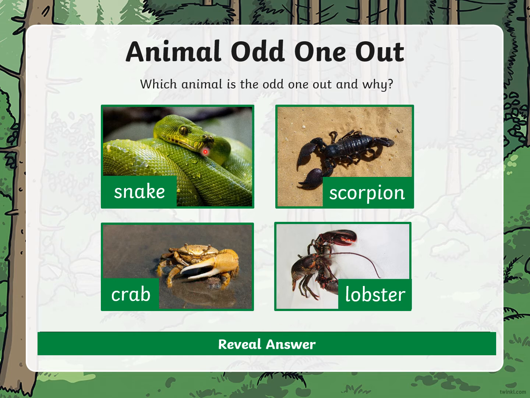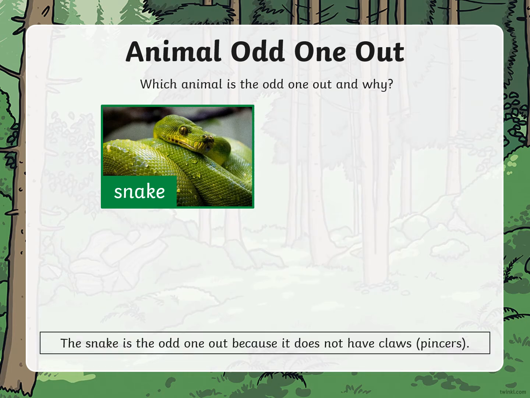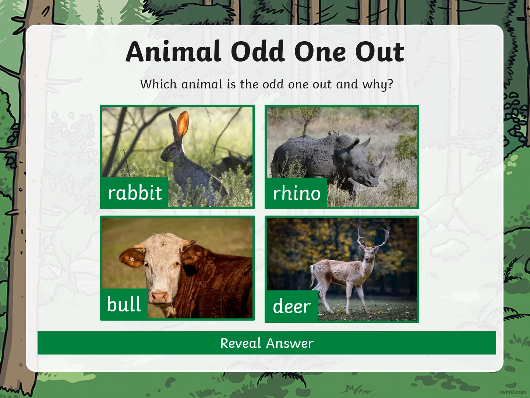The snake definitely doesn't have claws. So I think the snake must be the odd one out. Shall we see? Yes, the snake is the odd one out because it does not have claws, pincers.